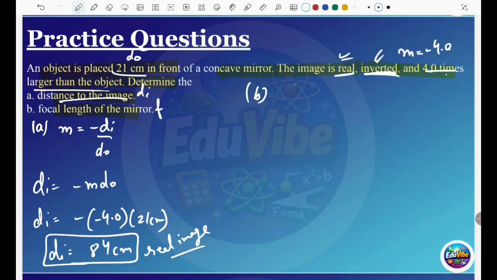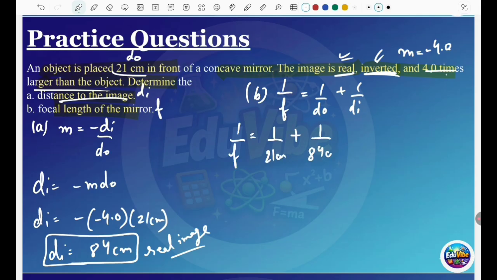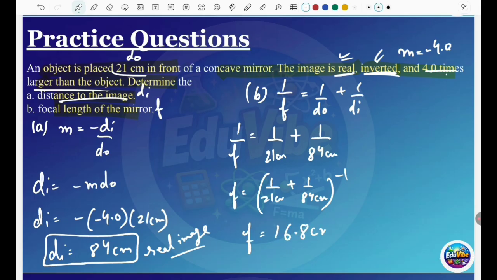Now you have to find the focal length. So you know 1 upon f is equal to 1 upon DO plus 1 upon DI. So 1 upon f is equal to 1 upon 21 centimeter plus 1 upon 84 centimeter. You will get f as 1 upon 21 centimeter plus 1 upon 84 centimeter, whole raised to minus 1. You solve this whole thing, you get 16.8 centimeters, which is basically 17 centimeters.